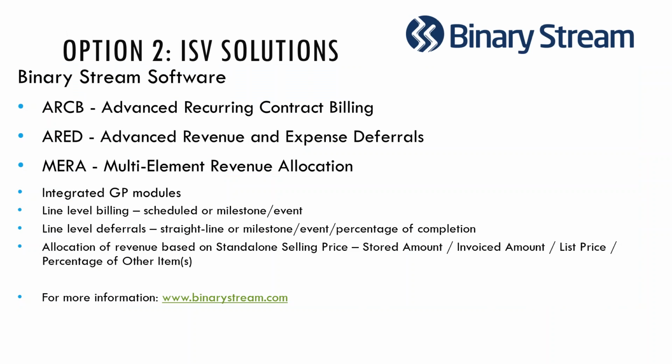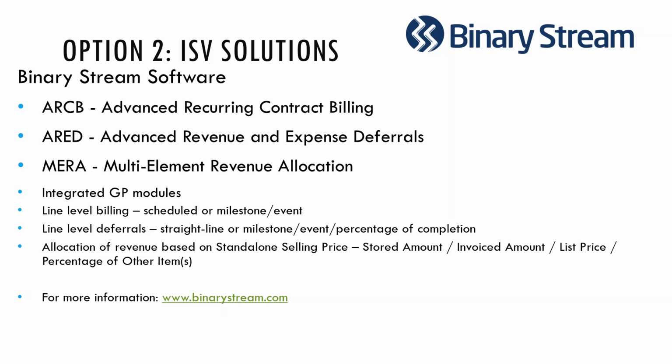What's the easy way? Here at Binary Stream, and that's the reason that we've been invited to this call, we have applications for Dynamics GP to simplify your life, to make this happen. We actually have 3 different products that fit different parts of ASC 606. They can be used together or they can be used individually inside of Dynamics GP. We have an advanced recurring contract billing, we have an advanced revenue and expense deferrals, and we have a multi-element revenue allocation. Now, the multi-element revenue allocation will work with the advanced recurring contract billing.